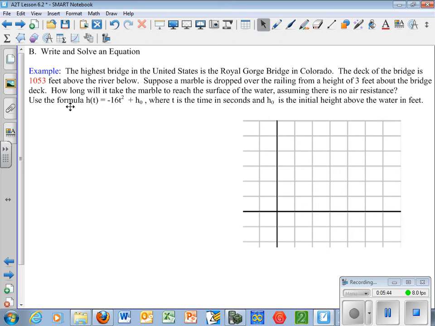It says the highest bridge in the United States is the Royal George Bridge in Colorado. The deck of the bridge is 1,053 feet above the river below it. Suppose a marble is dropped over the railing from a height of 3 feet from the bridge deck.